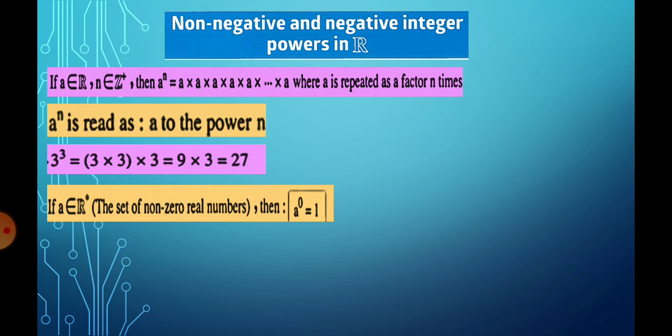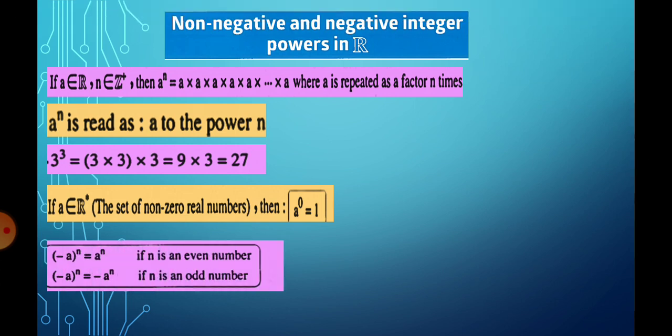What about a number to the power 0? If a belongs to R star, which means R except 0, then a to the power 0 equals 1. Here a doesn't equal 0. So a to the power 0 equals 1, except for 0 to the power 0.